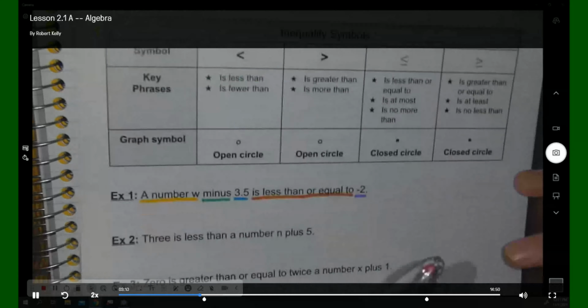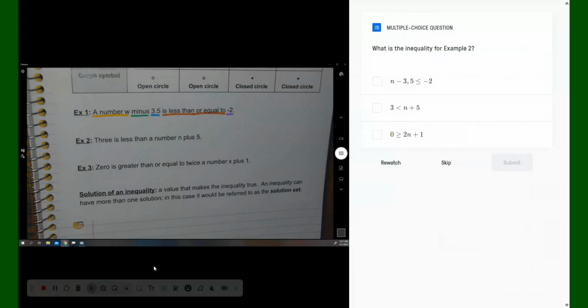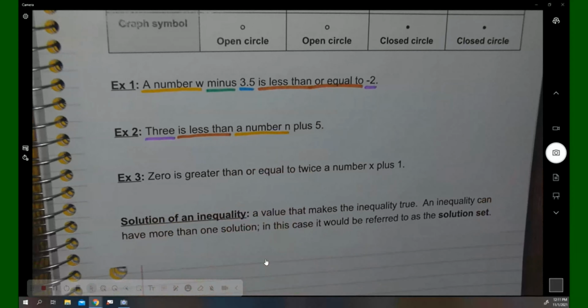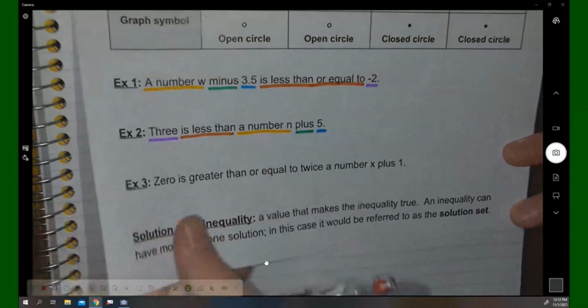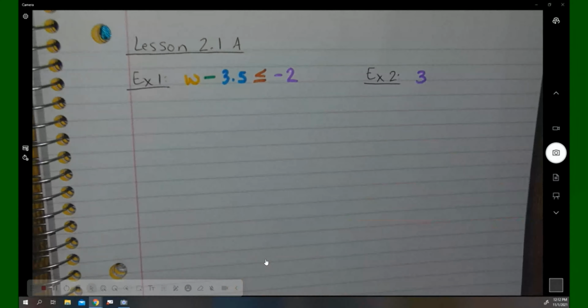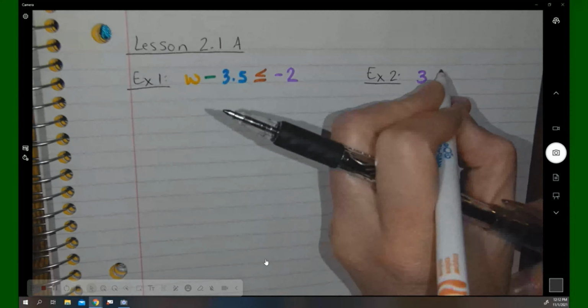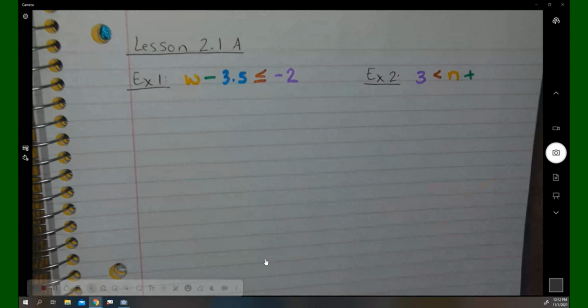So we're going to do the same thing for example 2. 3 is less than the number n plus 5. So this one, I'm starting with 3. Now, is less than, no line on this one. So it's not or equal to, it just is less than a number, n this time, plus 5. And then we're done with that one.